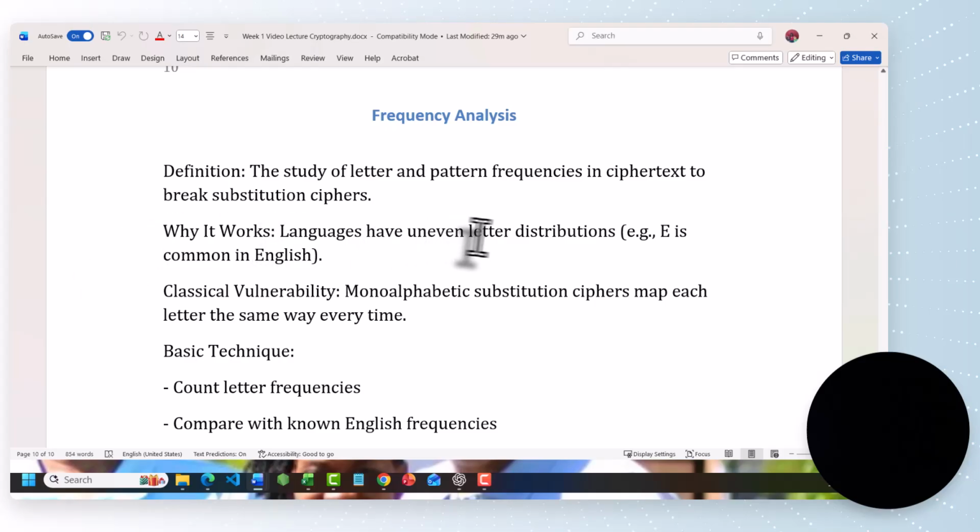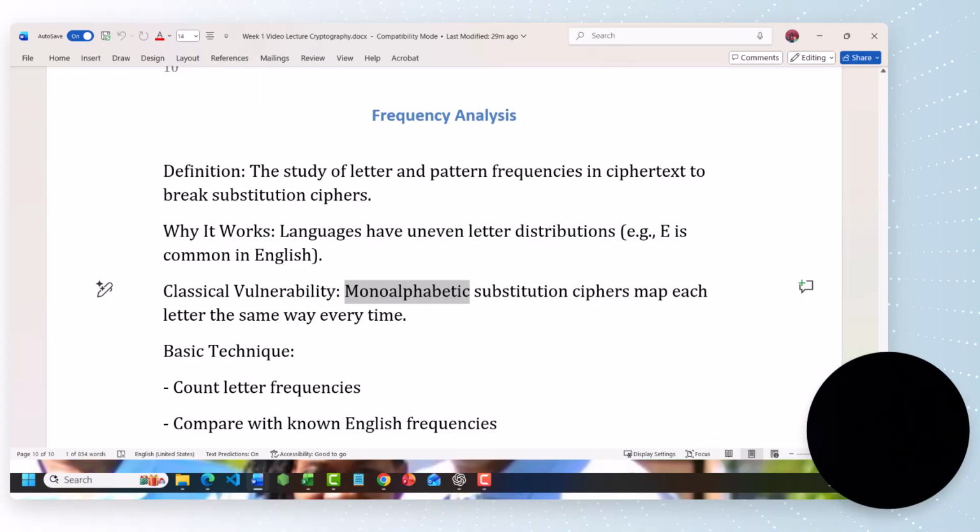Why it works: languages have an uneven letter distribution. The classical vulnerability: monoalphabetic substitution ciphers map each letter the same way. We're going to fix this with polyalphabetic substitution, and we'll talk about the Vigenère method.